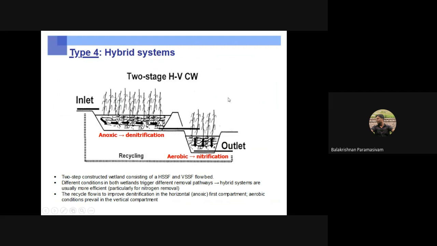So individual apartment-wise or individual building-wise, you can provide the constructed wetland. That is one key advantage of this constructed wetland system. Once treated, you can reuse the treated water for toilet flushing. So it will reduce the freshwater consumption.